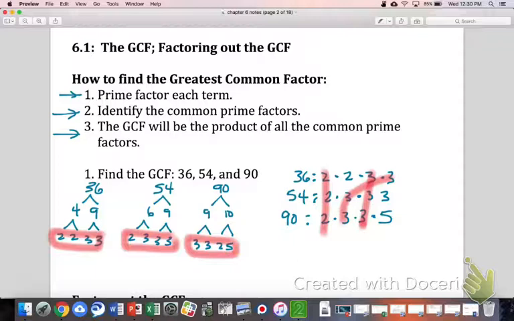The greatest common factor is going to be the product of those three numbers. So 2 times 3 times 3. So our greatest common factor is 18. So what that means is that 18 is the biggest number that will go evenly into all three of those numbers, the 36, the 54, and the 90. Okay, so we're going to move on to our other example next.